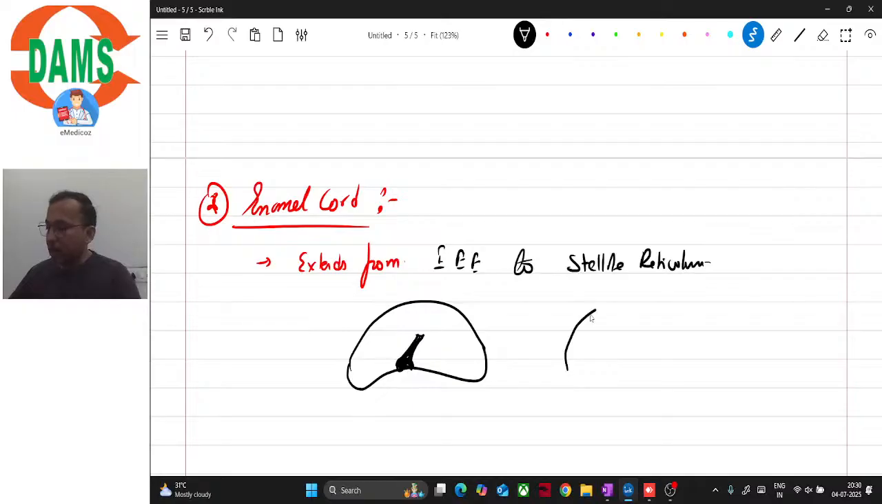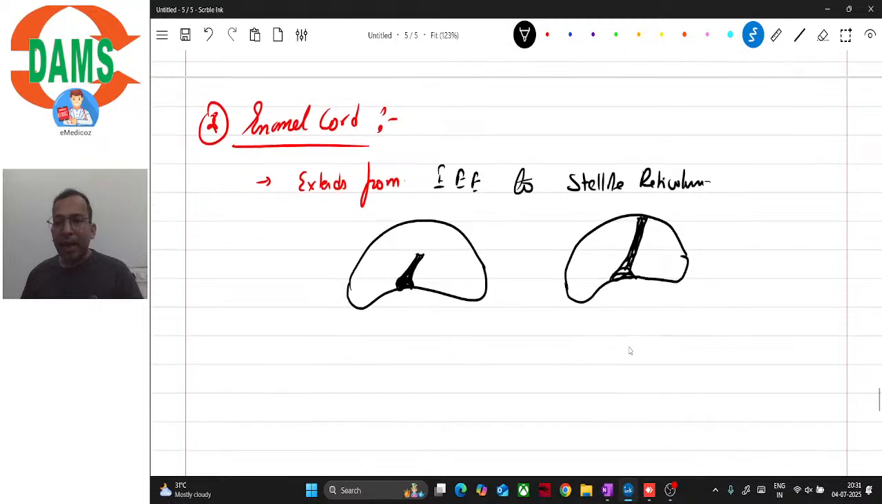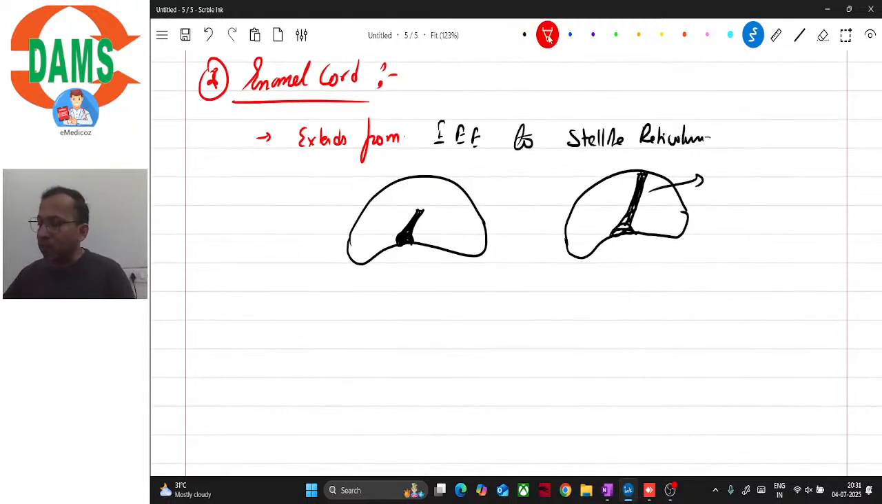But if it extends all the way to the outer enamel epithelium, then as you can see, it has divided this cap stage into two chambers, and in this condition, instead of calling it an enamel cord, we call it enamel septum. It's the same as enamel cord, just that its extent is to the outer enamel epithelium, right? And when it attaches to the outer enamel epithelium, a depression forms here.